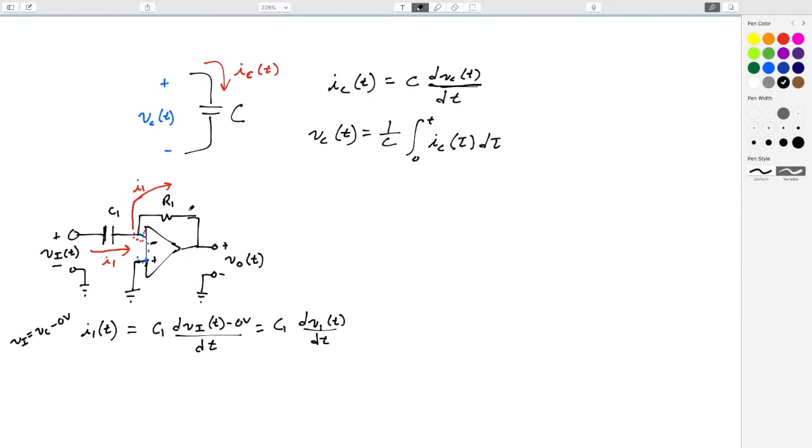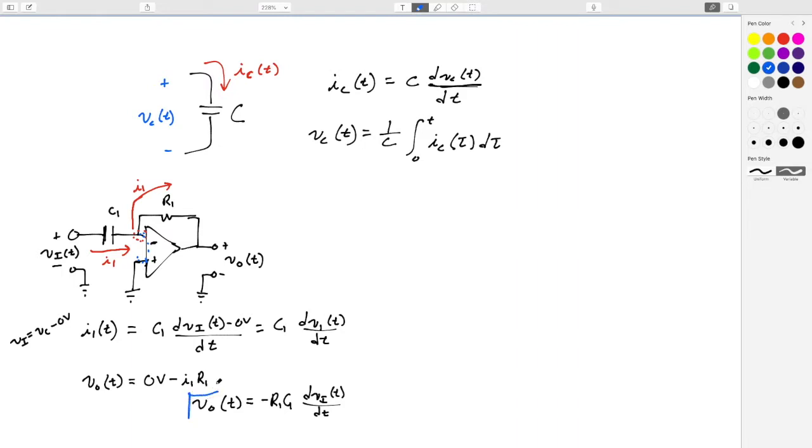We then can come up with a second equation for the output voltage. Vout as a function of time will equal 0 volts minus I1 times R1. We know I1 now from here. So really this is saying Vout as a function of time equals, let's merge these together, R1 and C1 joined together with a negative sign: negative R1 C1 dVi(t)/dt.